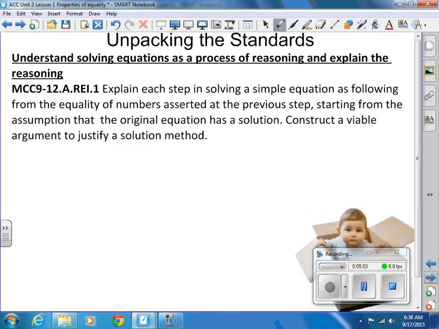All right, so the next thing that I need you to do is we're going to unpack this standard. We're going to explain each step in solving equations as following from the equality of numbers, asserted at the previous step, starting from the assumption that the original equation has a solution. We have to assume that all equations in Unit 2 have solutions, and we're going to construct arguments to justify our solution. So today we're going to prove that we can solve equations by justifying them.